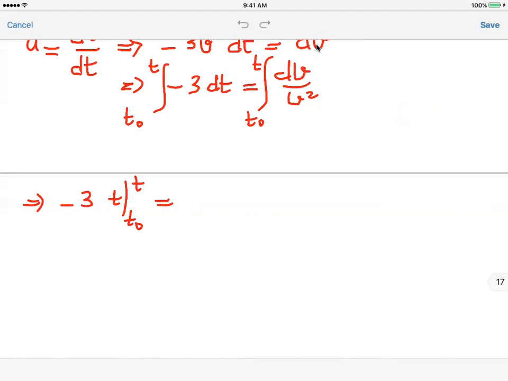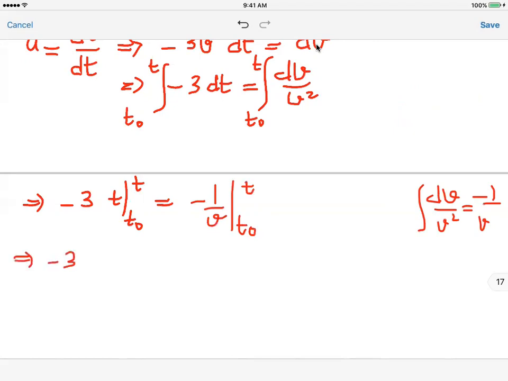So we end up with minus 1 over v evaluated between t0 and t. So we end up with minus 3 t evaluated between t0 and t, equal to minus 1 over v plus 1 over v0.